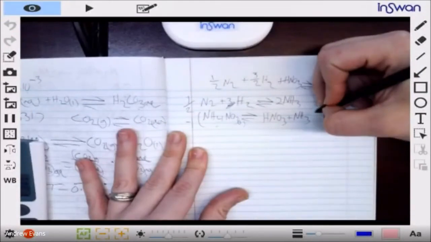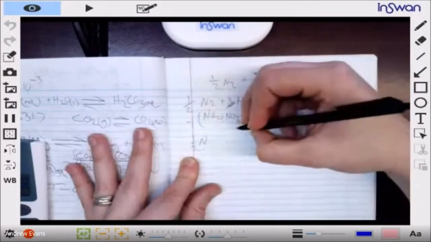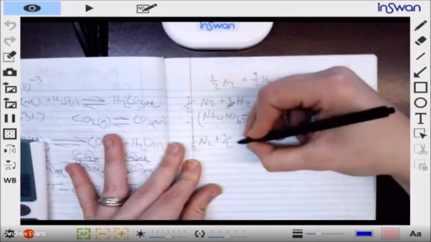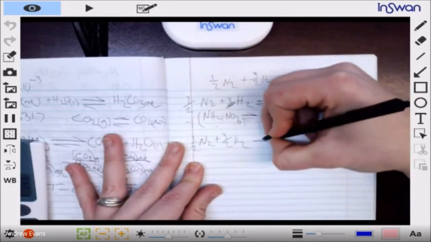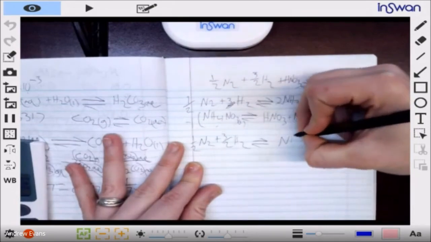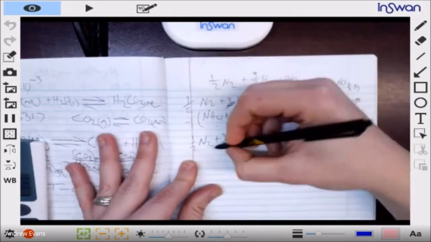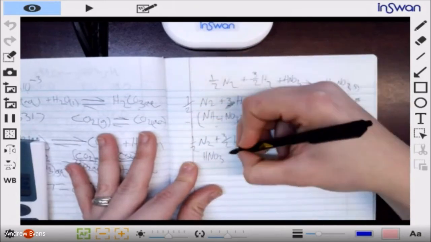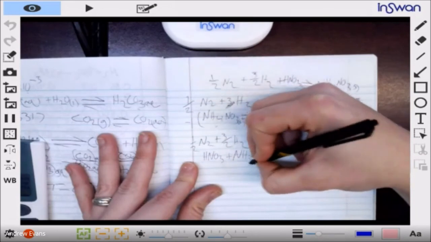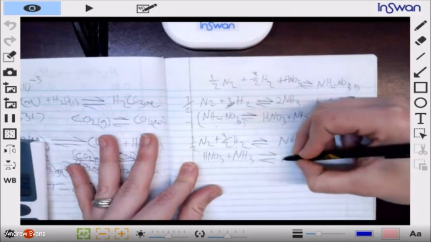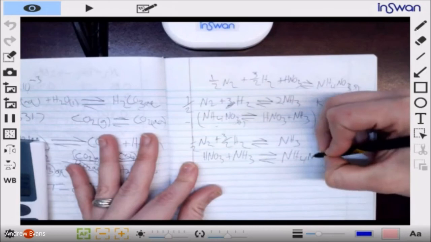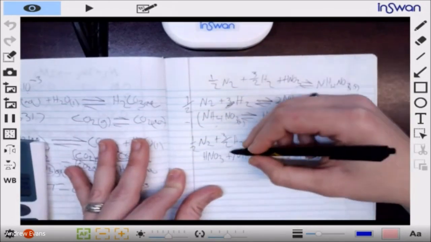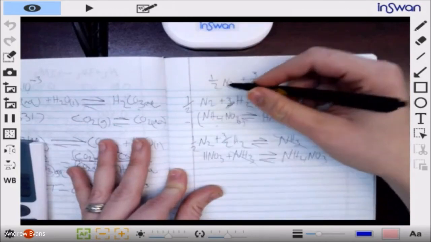So we get 1/2 N2 plus 3/2 H2 goes to 1 ammonia. And you get nitric acid plus ammonia goes to NH4NO3. When I combine these, things cancel out, and they give us the overall equation.